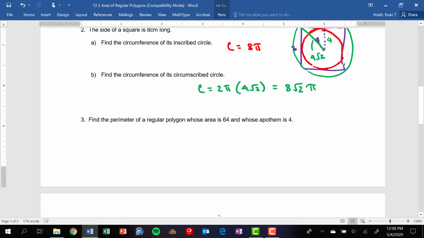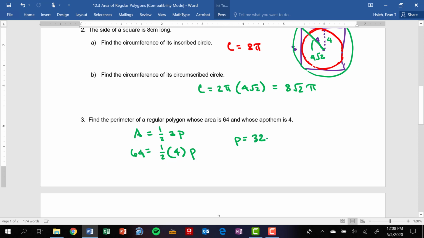All right, let's do one more problem here on the bottom. Find the perimeter of a regular polygon whose area is 64. Let's use the formula here. Area is equal to 1/2 the apothem times the perimeter. So it's going to be 1/2, the apothem is 4, P is what we're looking for, and the area is 64. Solve for P. If I go ahead and solve for P there, P is going to end up being equal to 32.